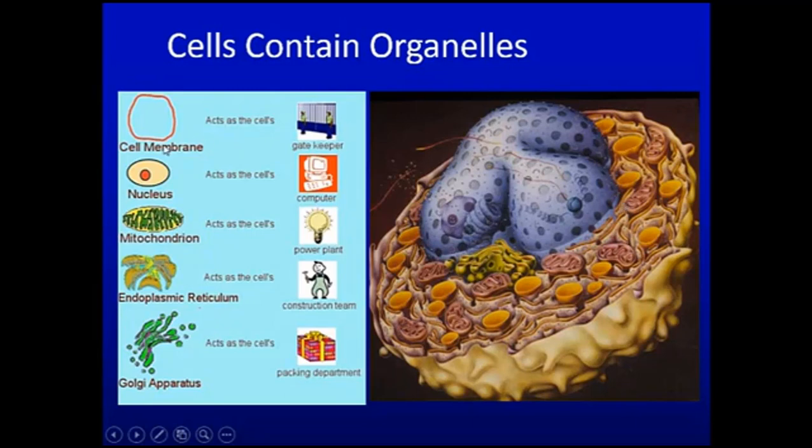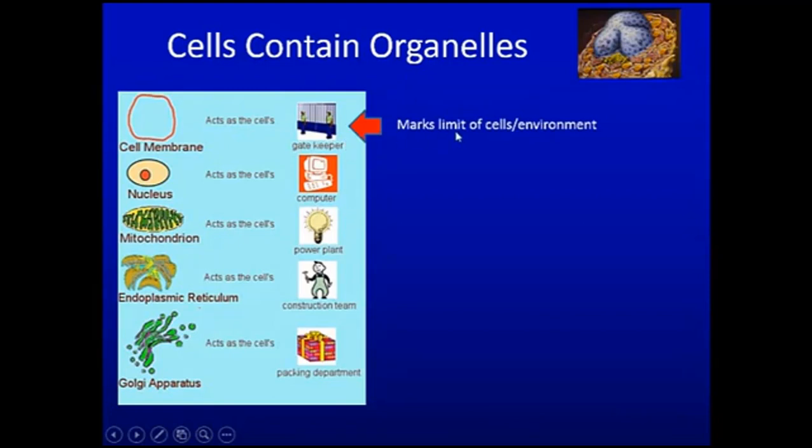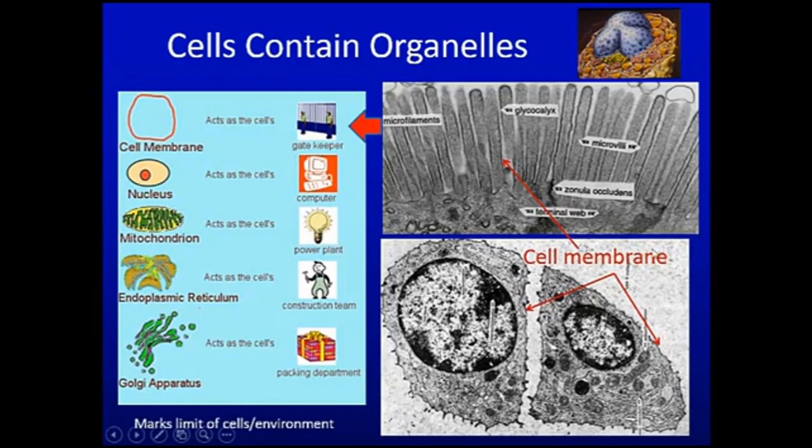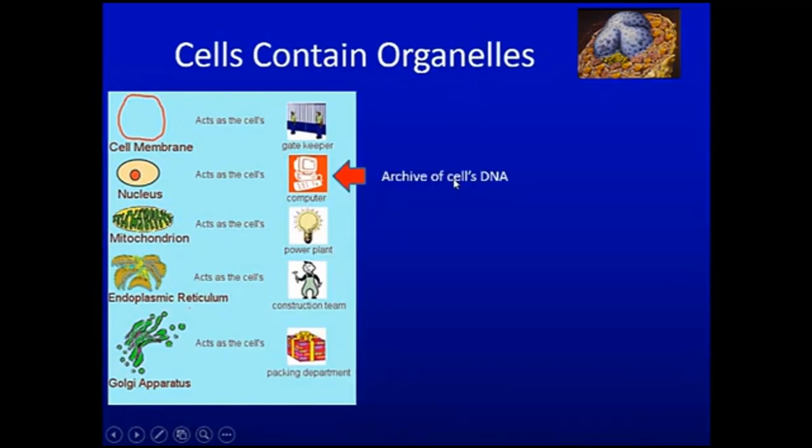And so we start with the cell membrane. The cell membrane is the gatekeeper. It marks the limit of the cell, and it separates the cell from its environment. And here we can see where two cells have just divided, and they're separated by their plasma membrane. And here we can see on the intestinal absorptive cells where the plasma membrane is pushed up by these actin filaments inside there, and the plasma membrane separates the cell from its environment.